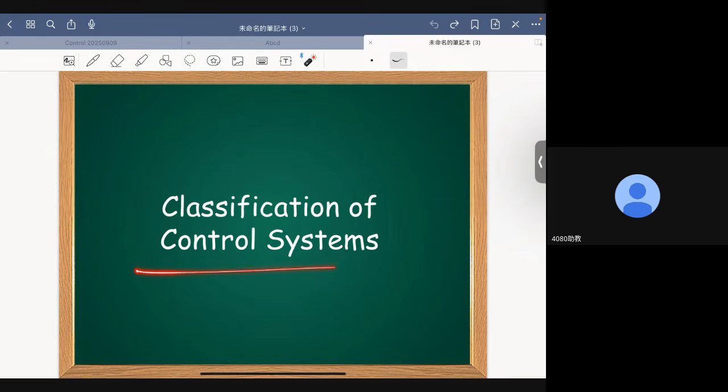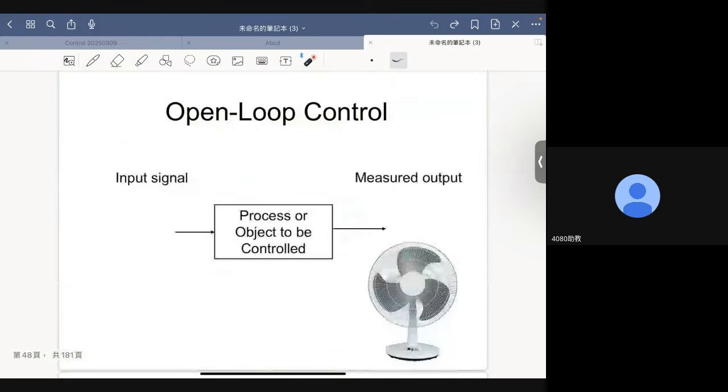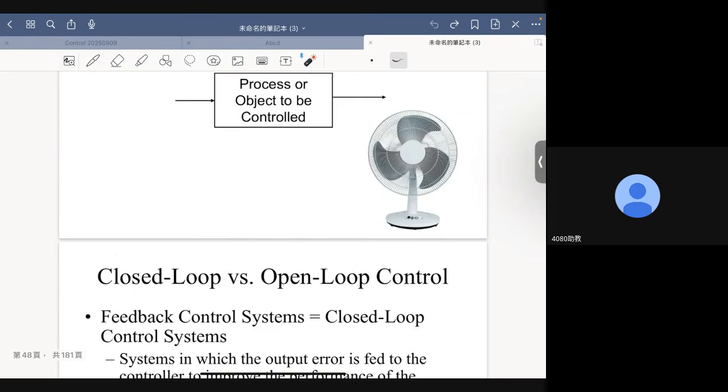Classification of control systems. There are many ways, different standards, to classify control systems. The most basic classification criterion is open loop versus closed loop. What is an open loop control system? It's like a fan. You turn it on, and there are a few things you can do. You can adjust the speed of the fan. You probably determine whether you want it to rotate its head. And that's pretty much about it.